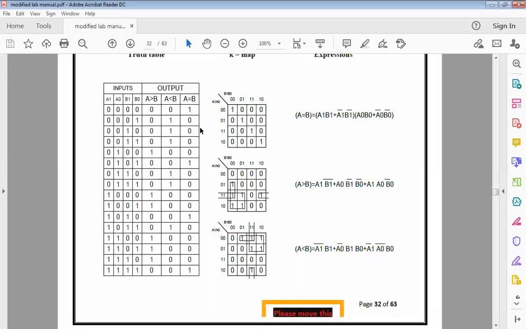Okay, and you can enter these values into a K-map, which means each separate constraint will actually use a K-map. For example, a greater than b will have one K-map, a less than b will have another K-map, and a equal to b will have another K-map. So for equal to b, we are using this K-map.